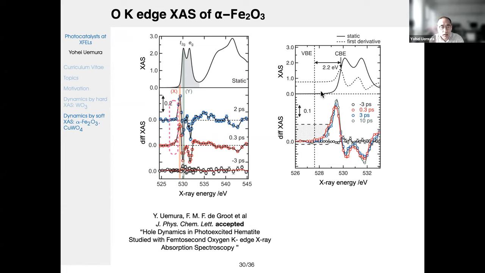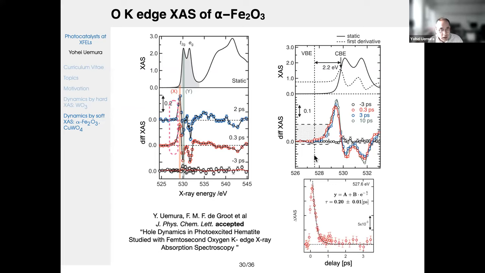Compared to the band edge, compared to the oxygen K-edge spectrum and the band edge positions of the hematite, this energy point corresponds to the valence band edge position. So that means we believe this comes from the direct transition from the oxygen 1s to oxygen 2p hole state. We fixed the X-ray energy at this position.